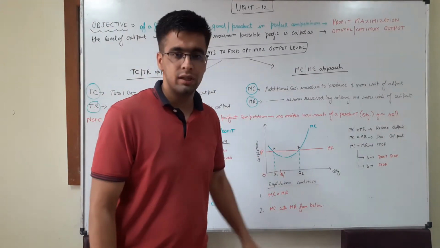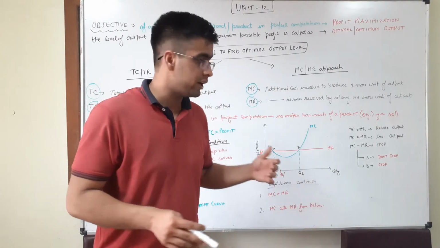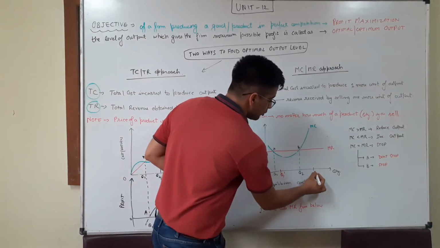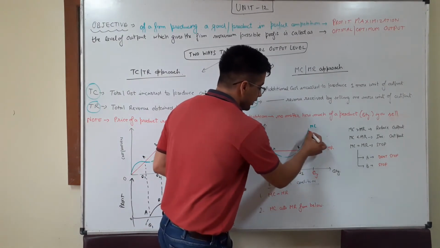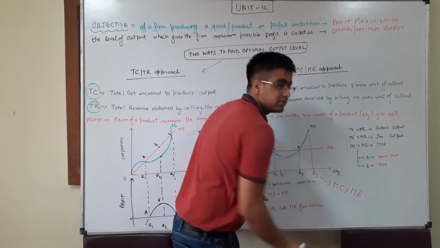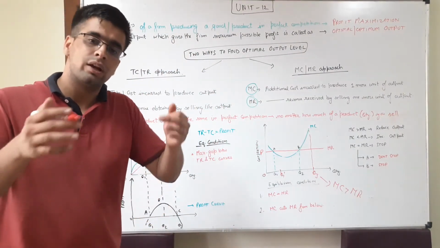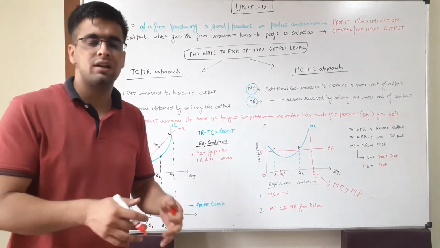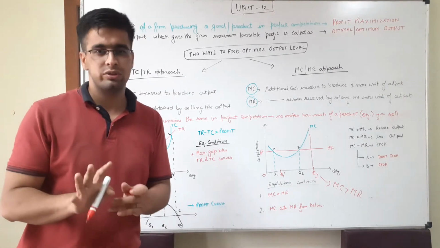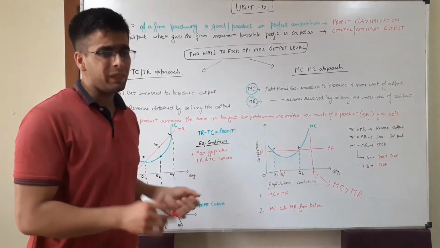But at point B, do you say that we should produce more than OQ2? I don't think so. Let's say if we do produce OQ3, what happens? At OQ3, marginal cost is greater than marginal revenue. That is, the additional money you are spending to produce that output is greater than the additional money you are getting by selling that output. The additional cost is more than the additional revenue. That's why we should not produce.